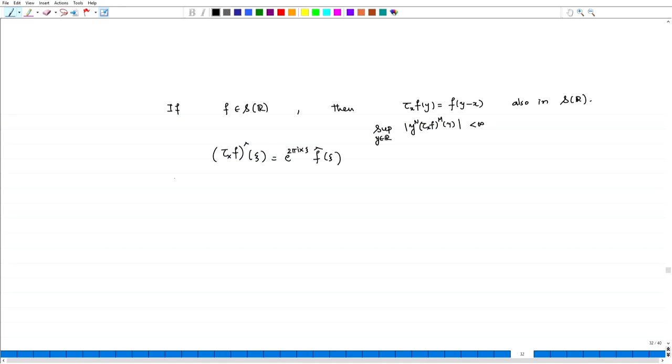Okay. And similarly, if f is in Schwartz space, then you define the dilation f_delta(x) equal to delta times f(delta x) for delta greater than 0. That also belongs to the Schwartz space, which is very straightforward to see.